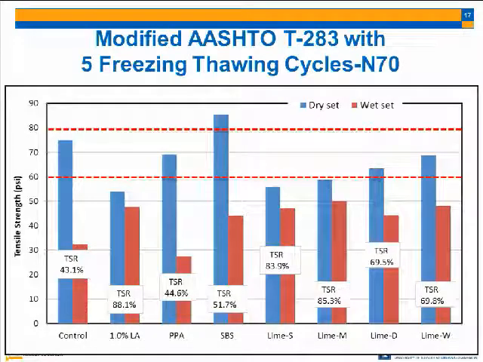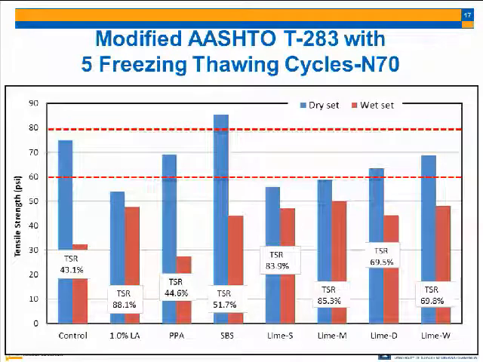Okay, now moving ahead to the serious part. Here are the results of the N70 mixes from the modified H2 test. We have 8 mixes: the control, liquid anti-strip, PPA, SPS, lime slurry, marination, dry, and wet. And I show here the 2 thresholds adopted by IDOT.